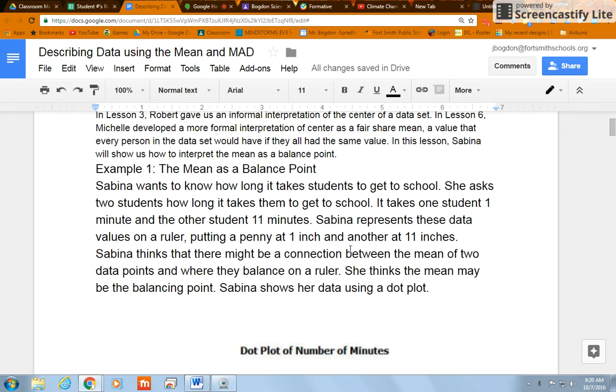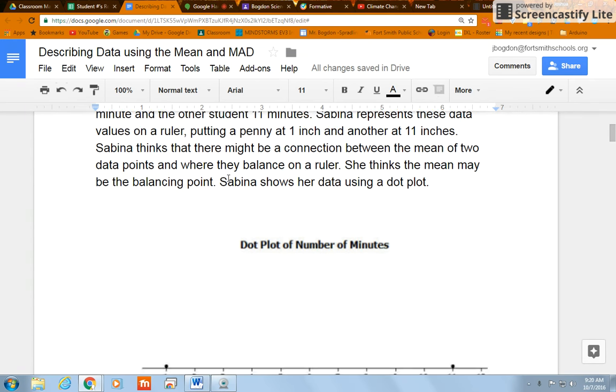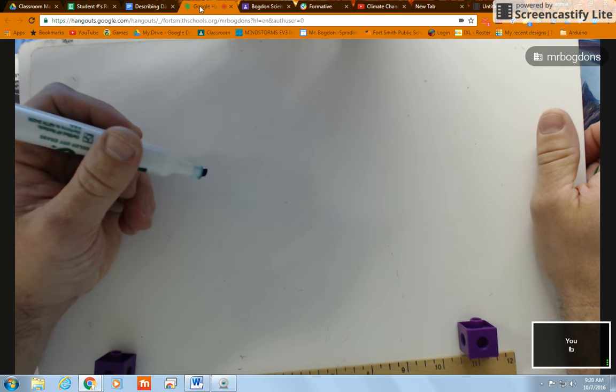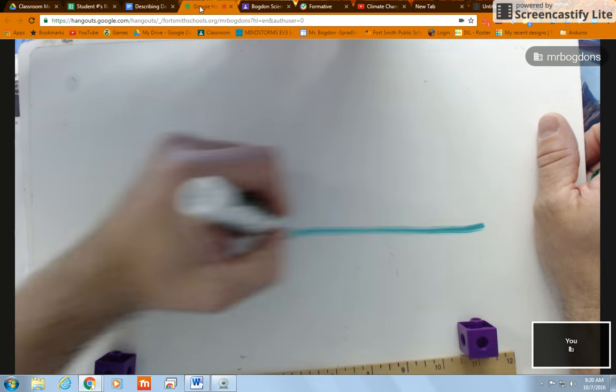Sabina thinks there might be a connection between the mean of the two data points and where they balance on a ruler. She thinks the mean may be the balancing point. She shows her data using a dot plot. So if we were to draw a dot plot real quick, everybody, what's the first thing to do to draw a dot plot? Draw a line.